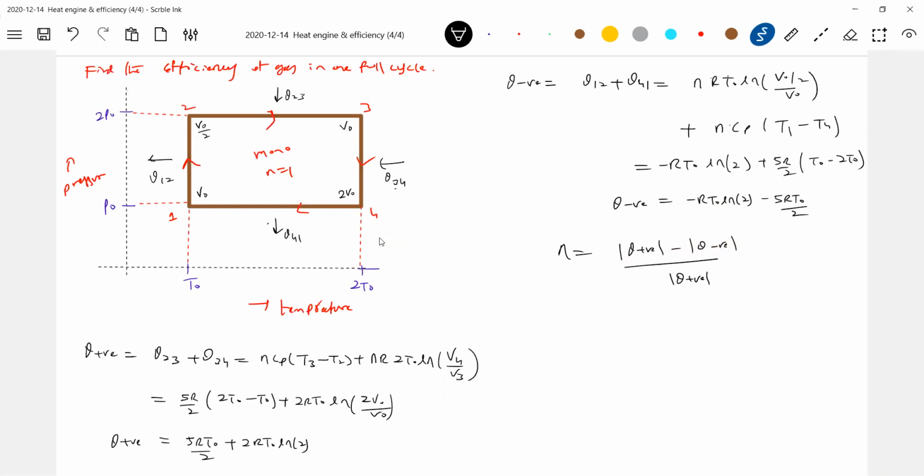Okay, let's see, now only mathematics. So this will be R T naught to R T naught log 2.